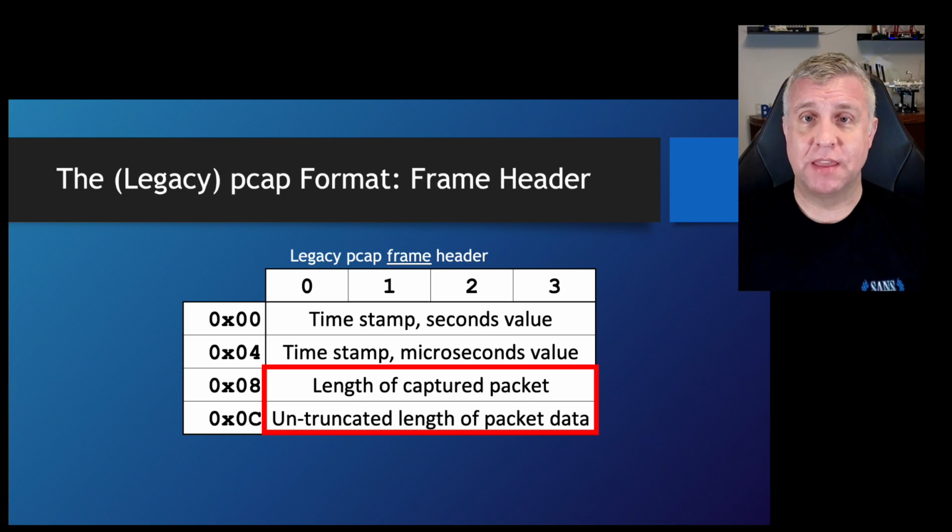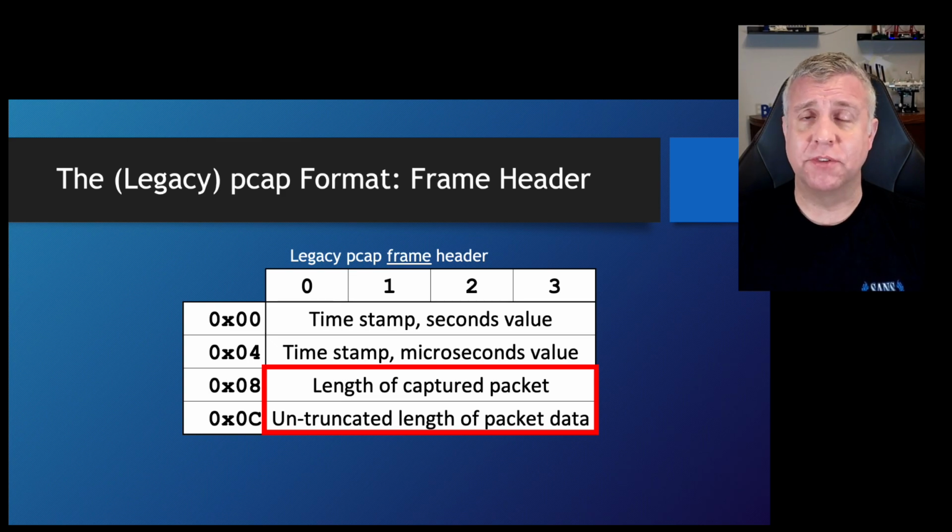Then we have our 2 length values. These are pretty straightforward as well. This is going to be how many bytes were captured. So this will be how many bytes are actually in this PCAP file for the following packet. And then we have a value that indicates how long that packet was, how large the packet was before it was truncated, if it was truncated.